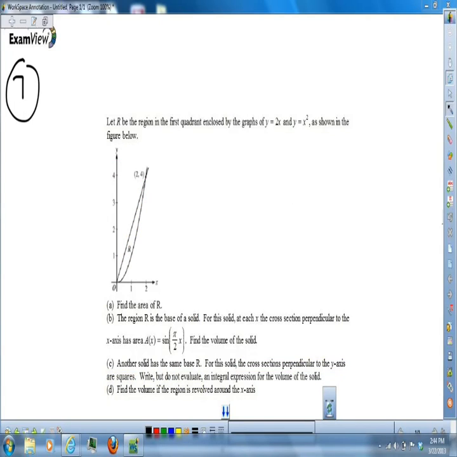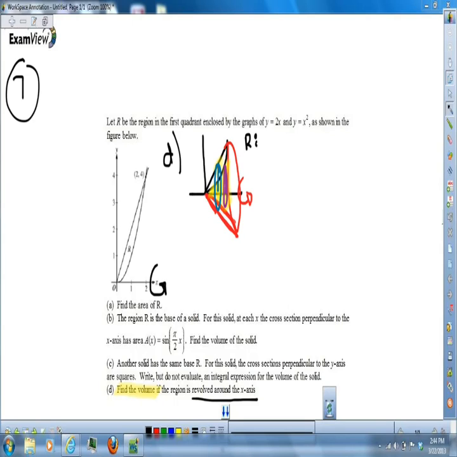For D, they want us to find the volume if the region is revolved around the x-axis. I'm going to draw this again so you can see what it's going to look like if it's revolved around the x-axis. Notice that if I'm revolving, I actually have a hole in the middle. So I'm going to have to use the washer method, which means finding the area of the big disk and the area of the small disk.